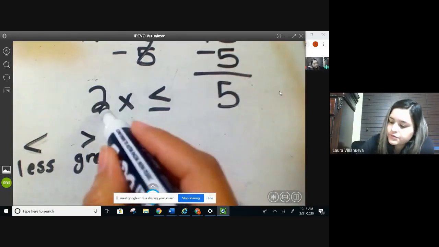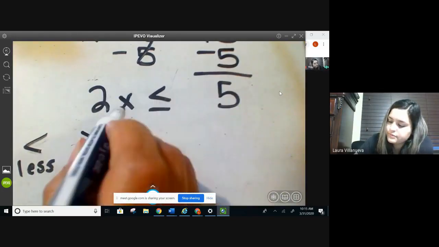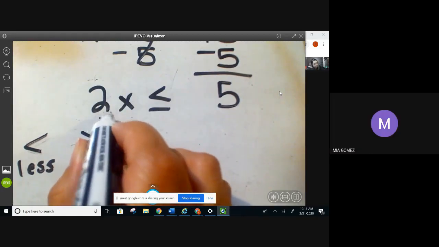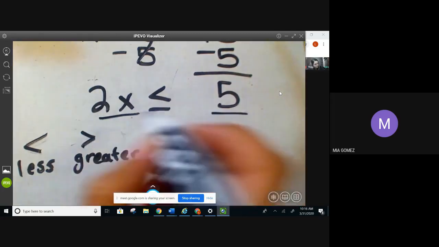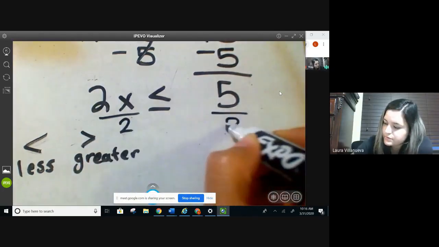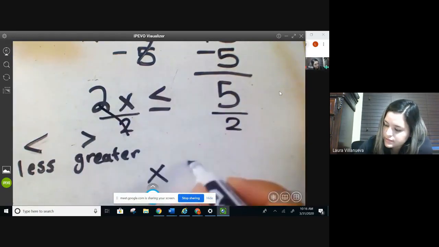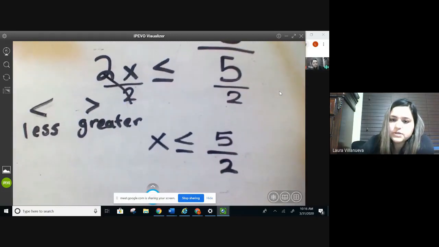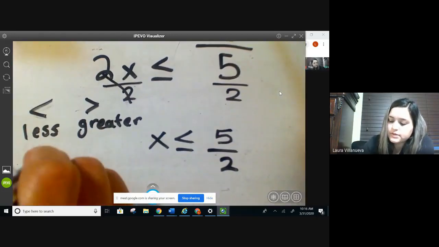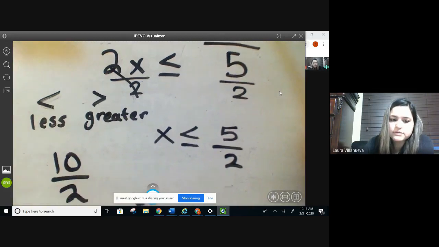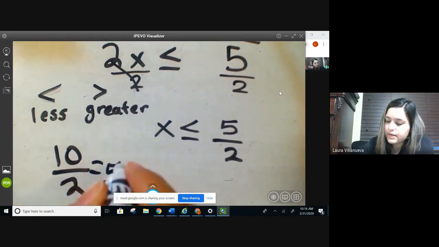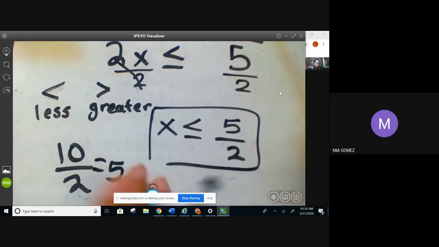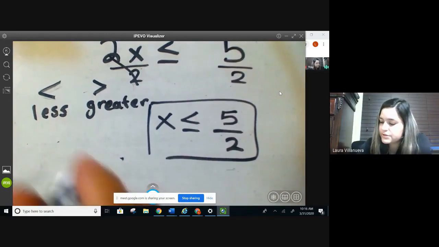So then the 2 is bothering my x, so what do you do with that 2? You divide by 2. So then x is less than or equal to 5 over 2. You're going to leave it as a fraction unless you can simplify. Things that you can simplify are something like 10 divided by 2. But if you can't, then you leave it like this. Okay?